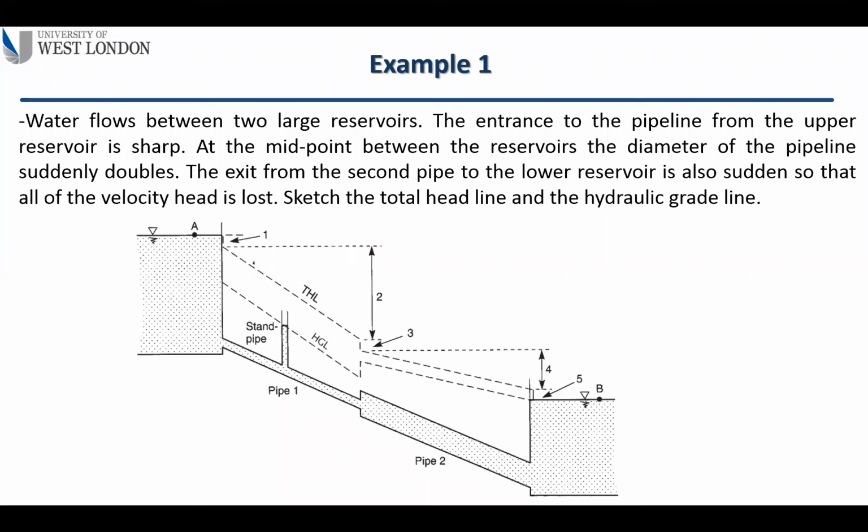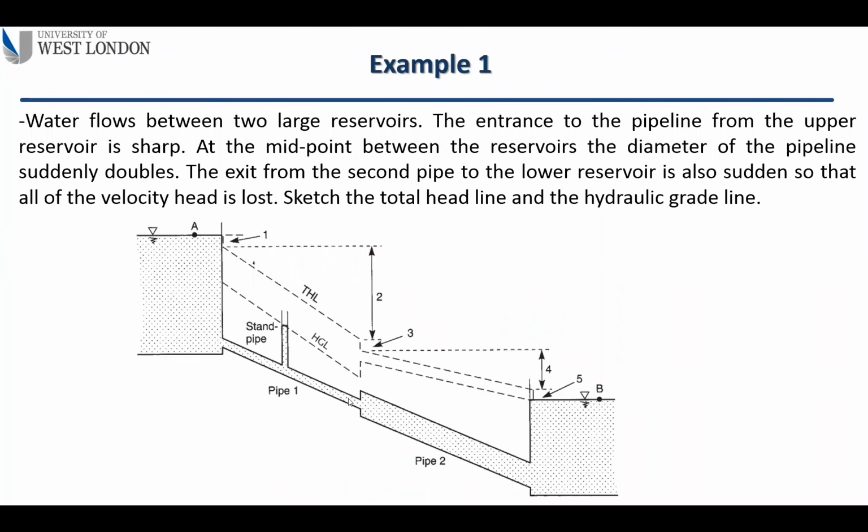Let's see the first example in Bernoulli's equation, including the head losses. We have two large reservoirs, upper and lower, and a series of pipelines connecting these two reservoirs. The entrance of the pipeline connected to the upper reservoir is sharp, so we have a minor head loss here.